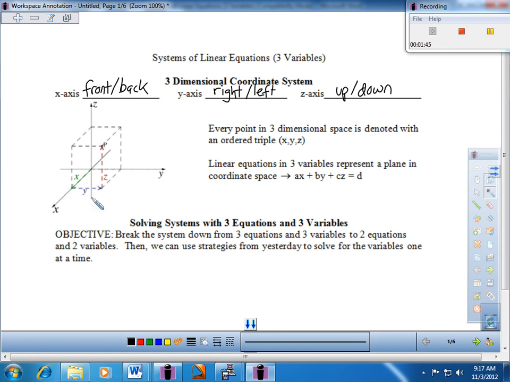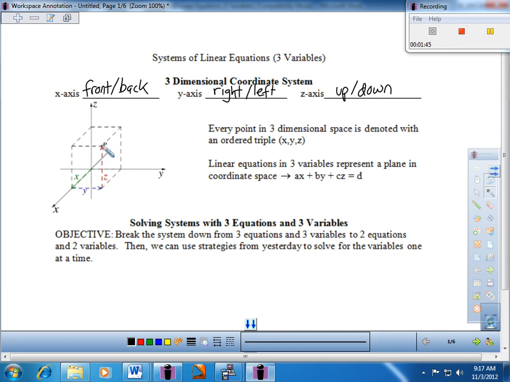So if I wanted to find a point in coordinate space, I would, from the ordered triple, figure out how far to go front or back. So here's sort of the x piece. You can kind of follow that lead. The y would tell you how far to go horizontally there, right or left. So in this case, going to the right. And then the z component tells you how far to go up or down, and so you'd go up. And based on the ordered triple, x, y, and z, you would be able to find any point in coordinate space.